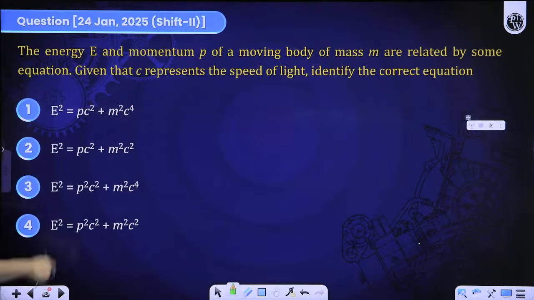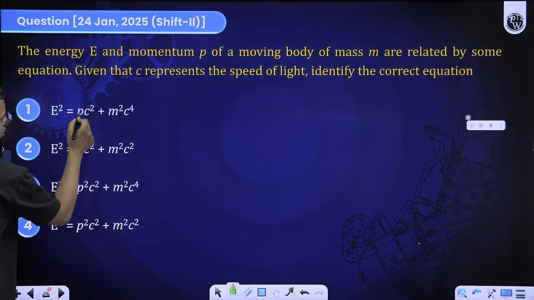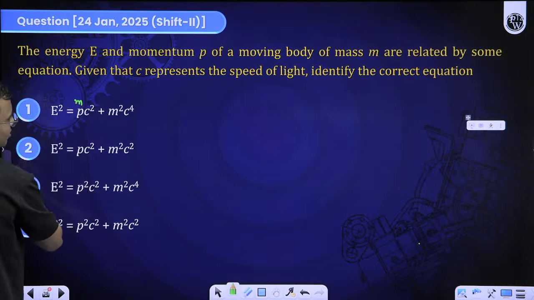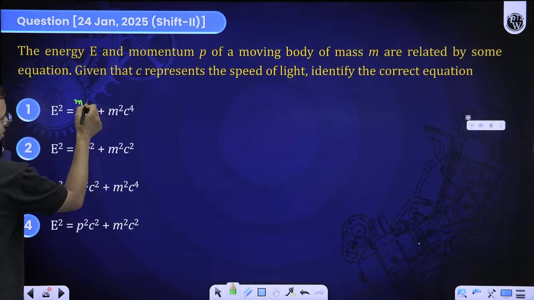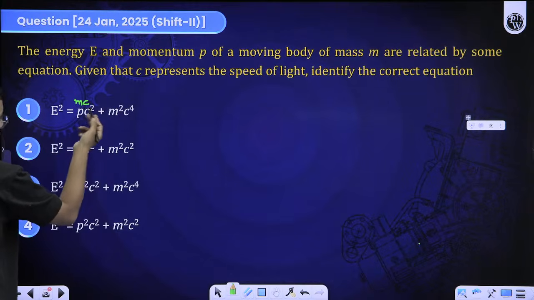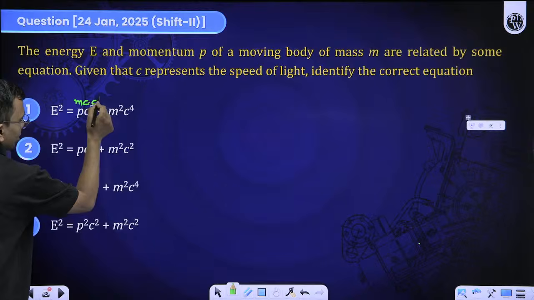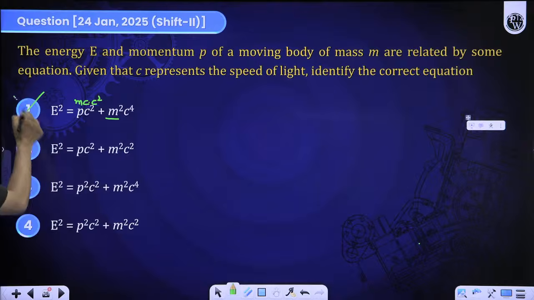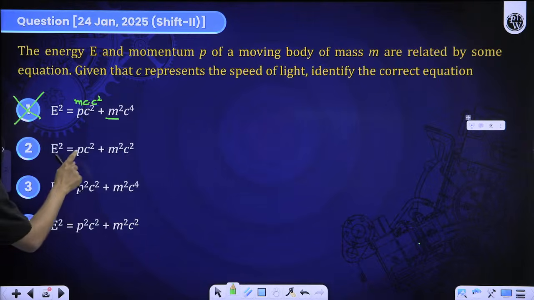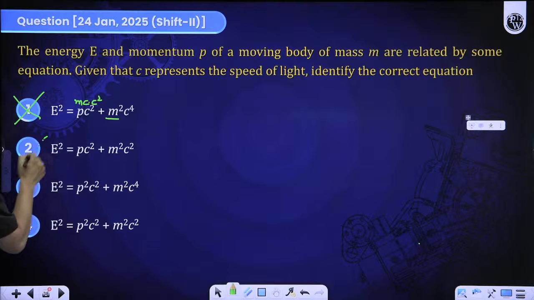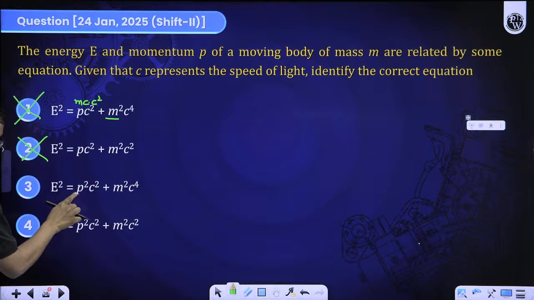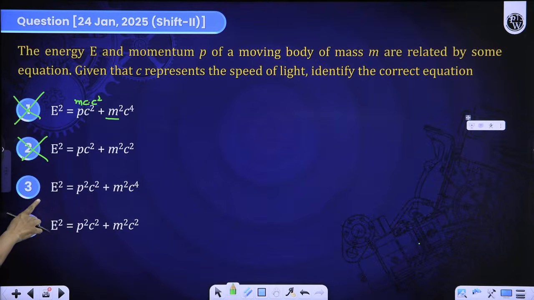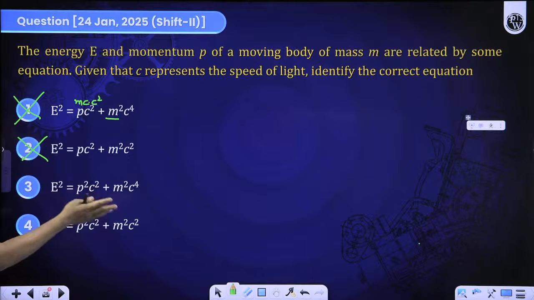By the way, the first one seems to be incorrect because momentum is just mass into velocity, isn't it? Velocity you can write just as c, into c square, and here it is mass square. It means it is not satisfying. Incorrect. Second one, here mass square, here just mass. Incorrect. Third one, mass square. Here also mass square. In energy also you will get mass square. That is correct. Now check for the powers of c and then you match here.